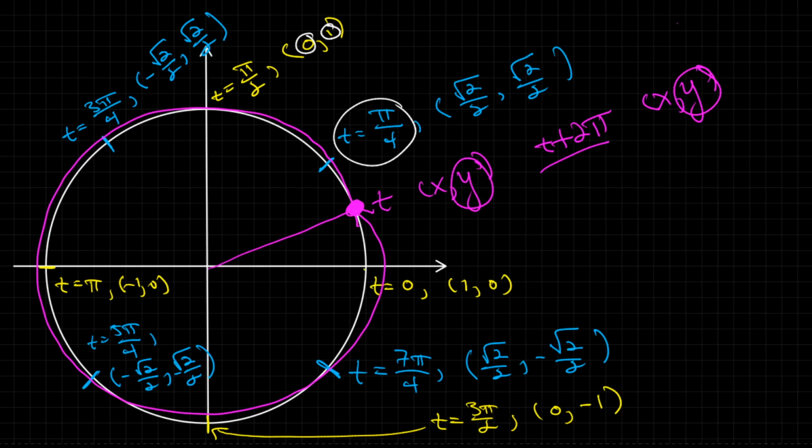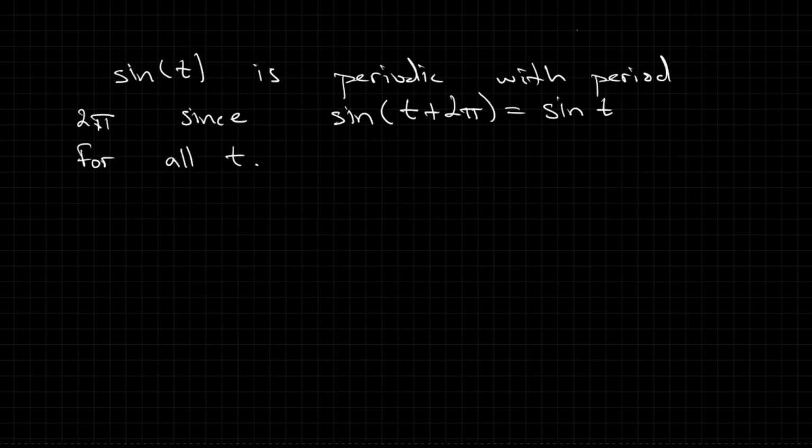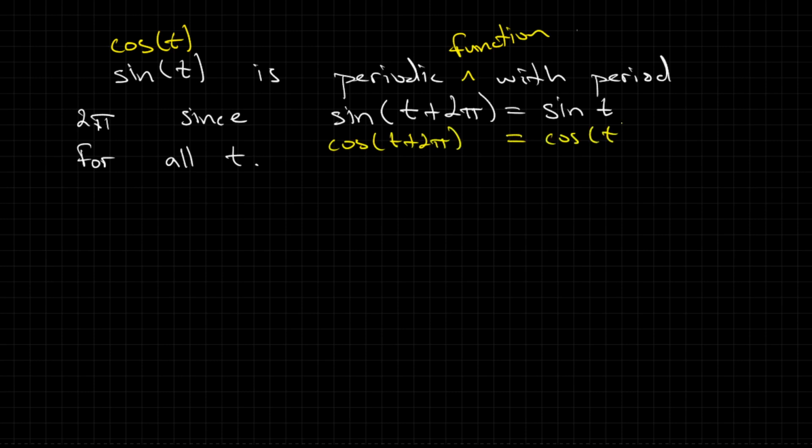You may be thinking to yourself, well, okay, sine of t is periodic with period 2 pi. What about cosine of t? And for the same reasons, cosine of t is also a periodic function. So we could write the same sentence. Cosine t is a periodic, oh, I did not write function. This should say a periodic function with period 2 pi, since cosine of t plus 2 pi is the same as cosine of t for all t.